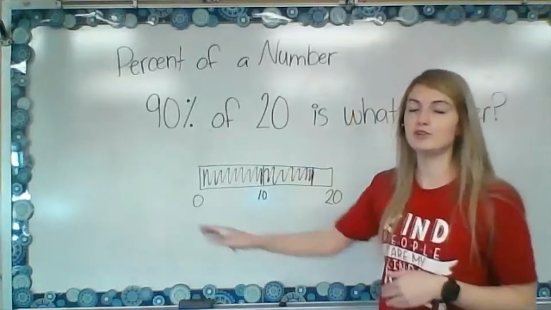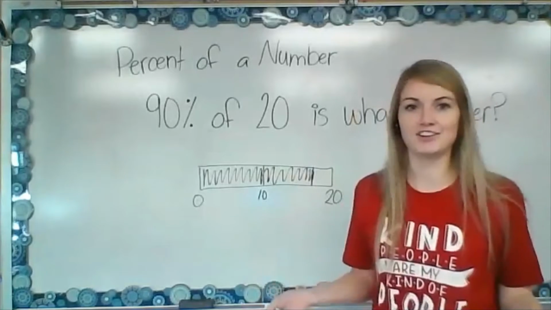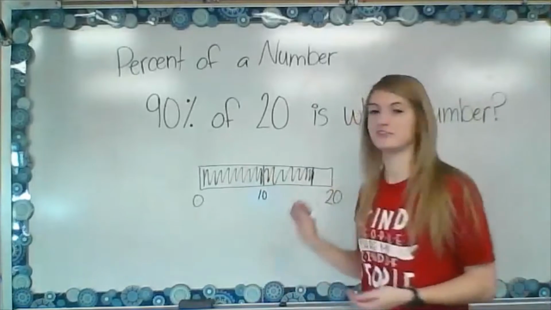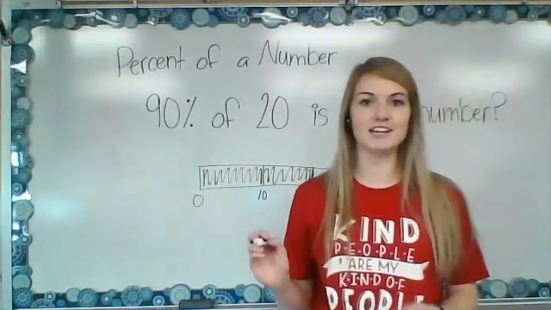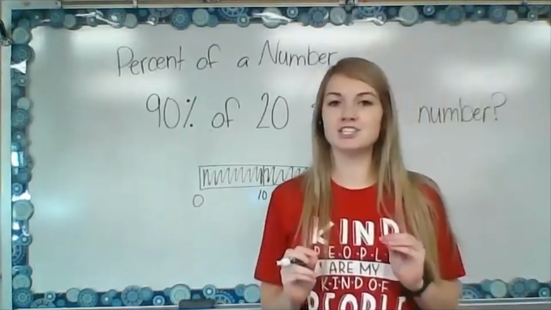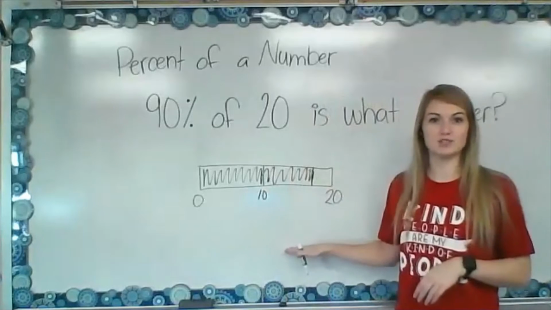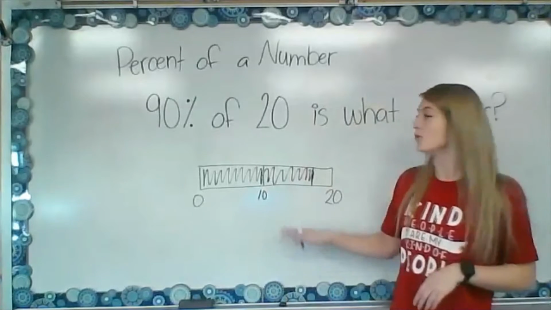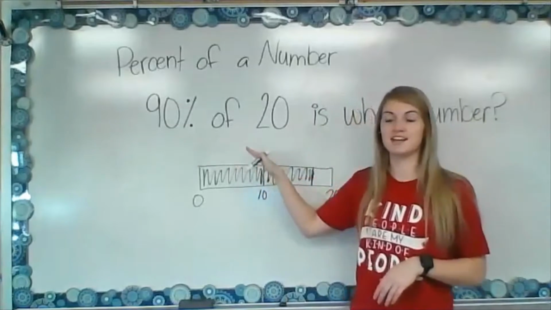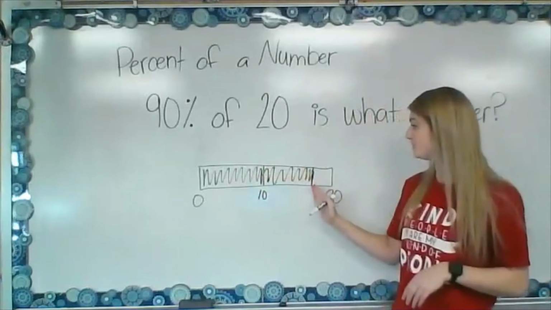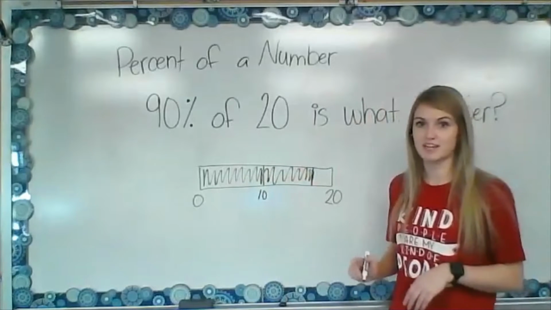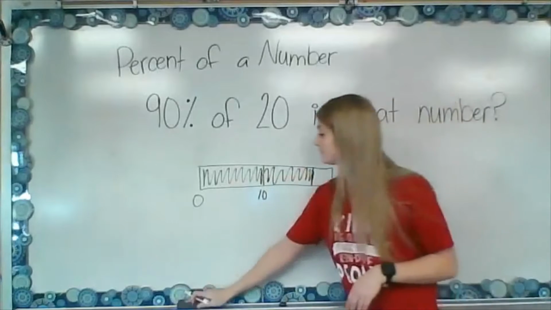Okay, now you can draw pictures like this, but they're not accurate, right? My rectangle's not perfect, my lines aren't accurate, nothing like that. So there is a much easier way than trying to draw a picture. I just wanted to give you this visual. Okay, that's what we're doing. We're trying to find 90% of 20. How much is going to be filled in if I get all the way to 90%? What number am I going to be at?